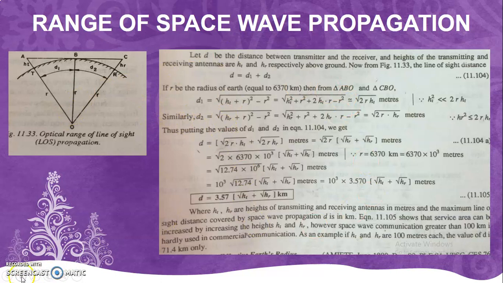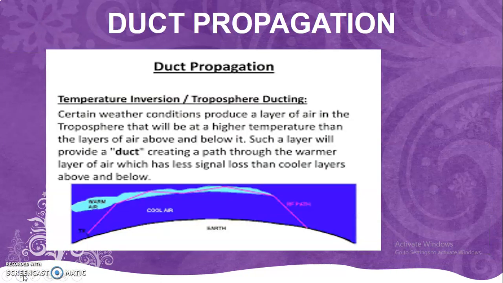It is simple. The next small topic is duct propagation, that is temperature inversion, or we say troposphere ducting. Certain weather conditions produce a layer of air in the troposphere that will be at a higher temperature than the layers above and below it. Such a layer will provide a duct, creating a path through the warmer layer which has less loss than cooler layers above and below. So if there is a layer formed in between due to certain weather conditions, then we can make the signal pass in between them, and that type of propagation is called duct propagation.